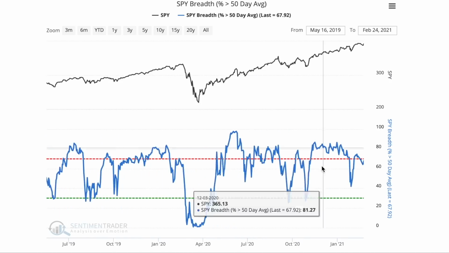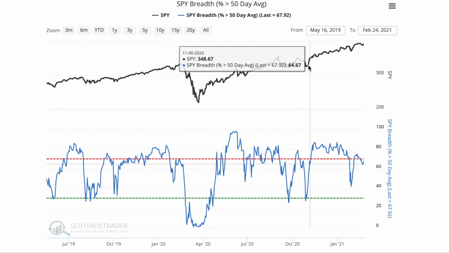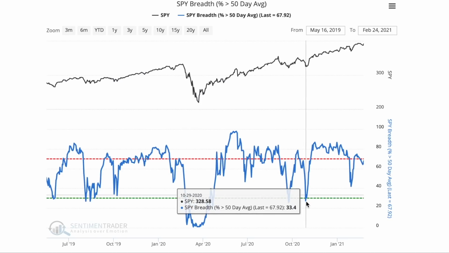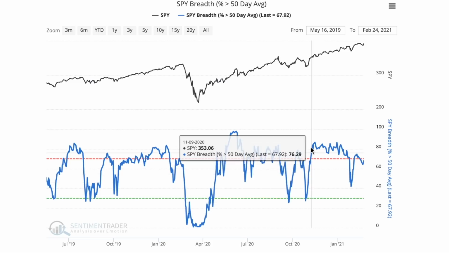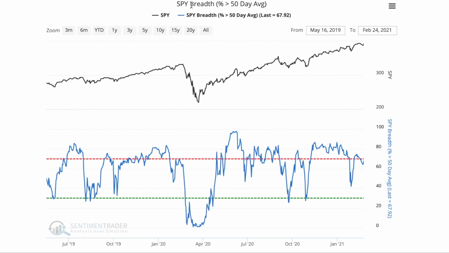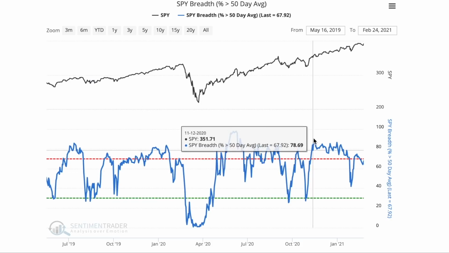You can see on that rally here from that election low, we had incredibly bad market breadth and we had a thrust all the way to the top of that indicator. So that was an incredibly bullish sign. That's one thing you can conclude from these breadth indicators. When you have thrusts like these, it's a bullish sign.